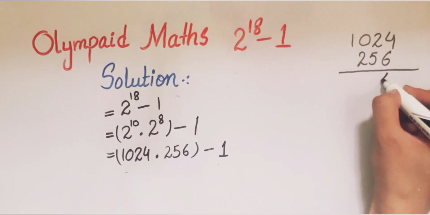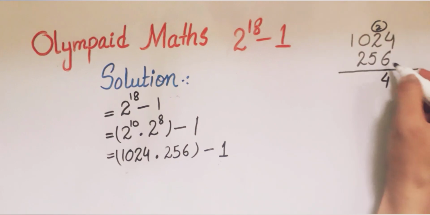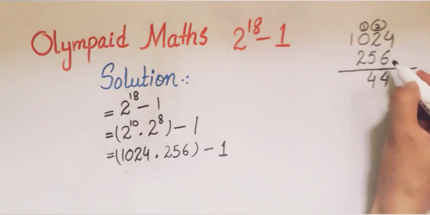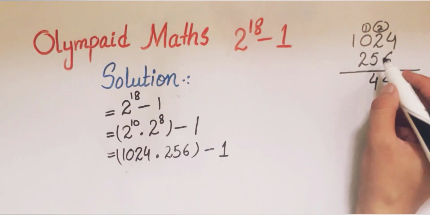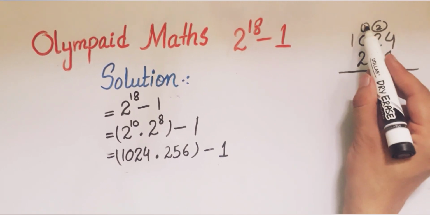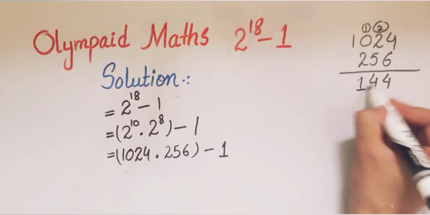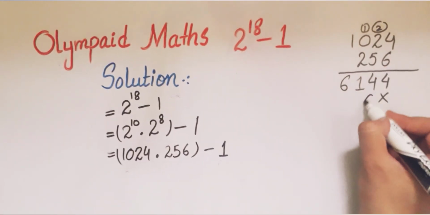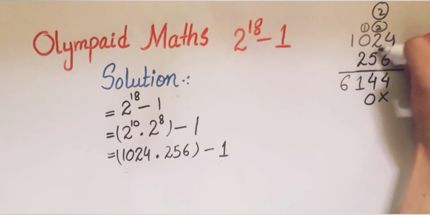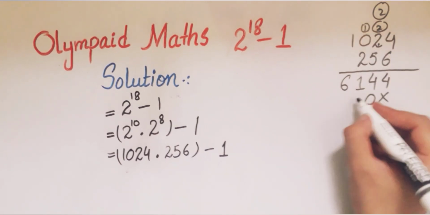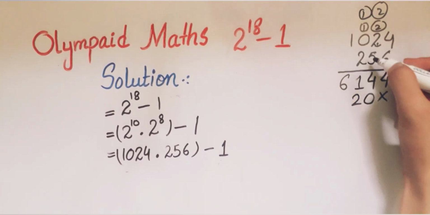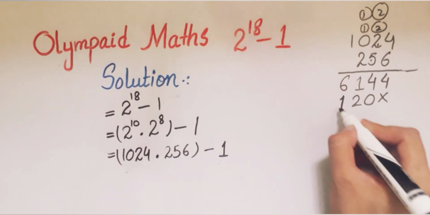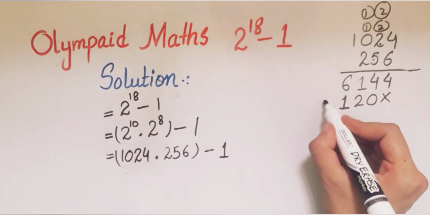6 multiply 4 is 24. 6 multiply 2 is 12, plus 2 is 14. 6 multiply 0 is 0. 0 plus 1 is 1. 6 multiply 1 is 6. 5 multiply 4 is 20. 5 multiply 2 is 10. 10 plus 2 is 12. 5 multiply 0 is 0 and 1 is 1. 5 multiply 1 is 5.